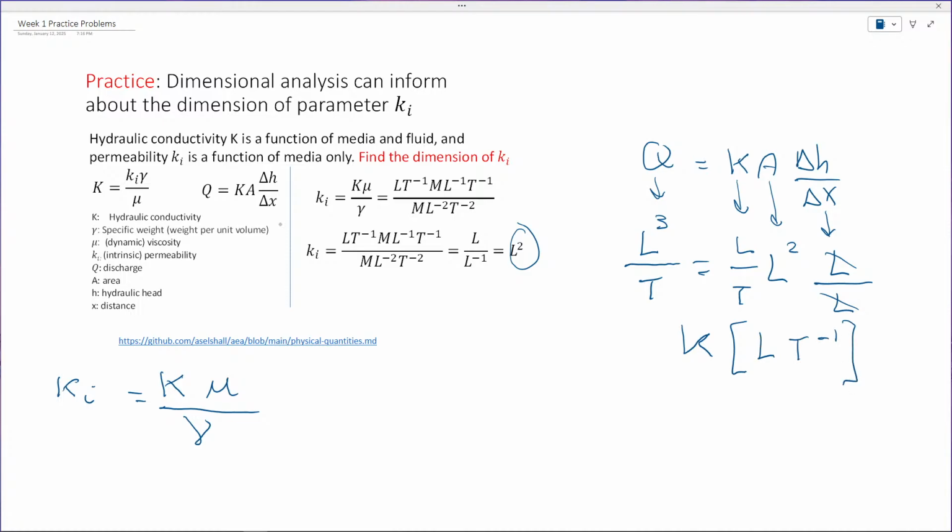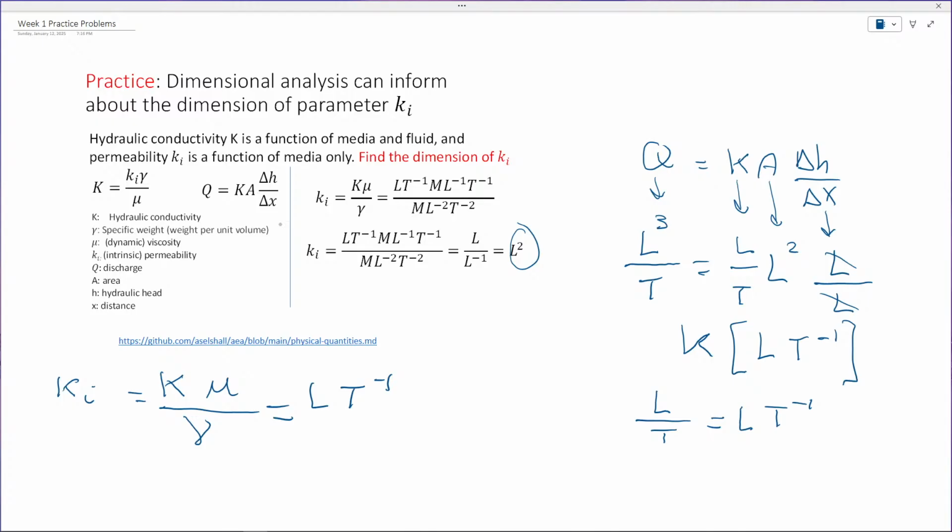From algebra, we know that L over T is equal to L T minus 1. You bring the T up, and instead of being to the power of 1, it becomes to the power of minus 1. So I can express K with this dimension. Now I have my first one, L T minus 1, for the hydraulic conductivity.